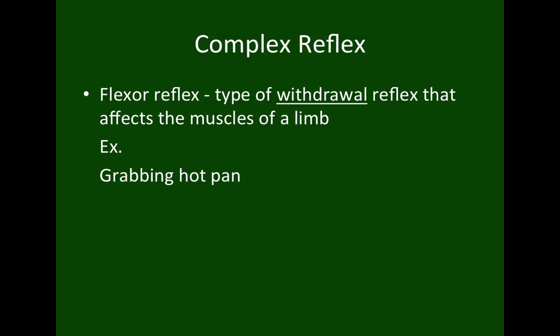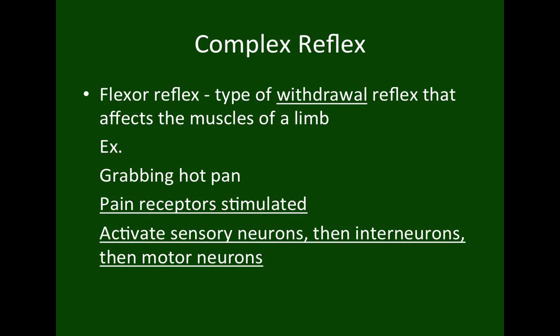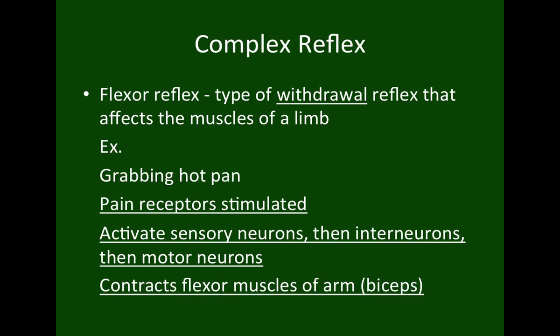When we grab a hot pan, our pain receptors get stimulated, which activate the sensory neurons, then the interneurons, and then the motor neurons, and then the message goes to our arm to flex our biceps, which pulls our hand away. These oftentimes are the reflexes that cause you to jump like, ooh, and pull your arm away, or your leg away, or your foot up. Those are the types of reflexes that we're probably most familiar with.